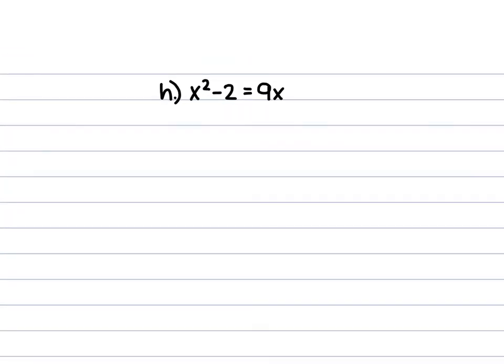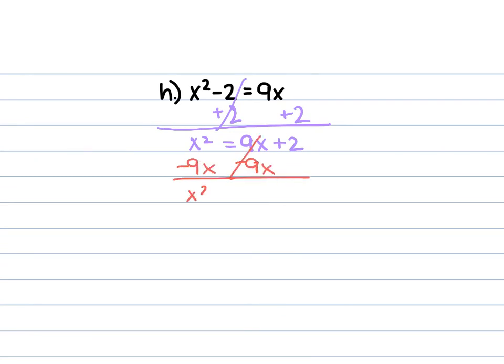For h, your 2 and your 9x have to switch places. So add the 2 to both sides. We're going to have x squared is equal to 9x plus 2. Then move your 9 over, subtract that 9x from each side. So x squared minus 9x is equal to 2. Take your b divided by 2 squared. It's going to give you 81 over 4. Add the 81 over 4 to both sides.